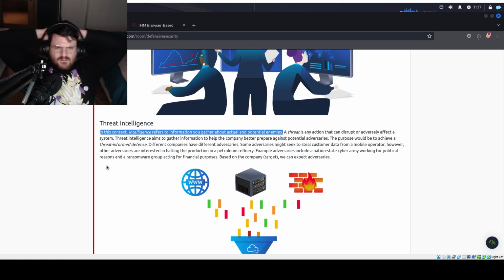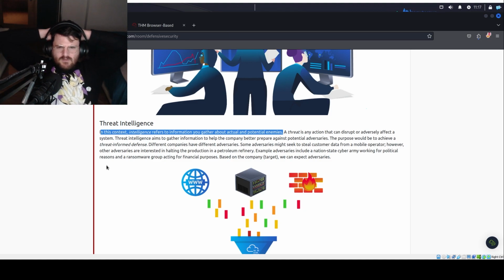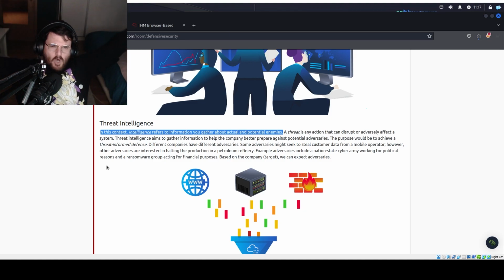Different companies have different adversaries. Some adversaries might seek to steal customer data from a mobile operator. However, other adversaries are interested in halting the production in a petroleum refinery.